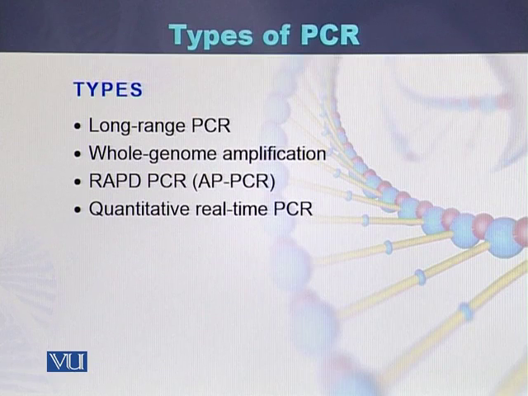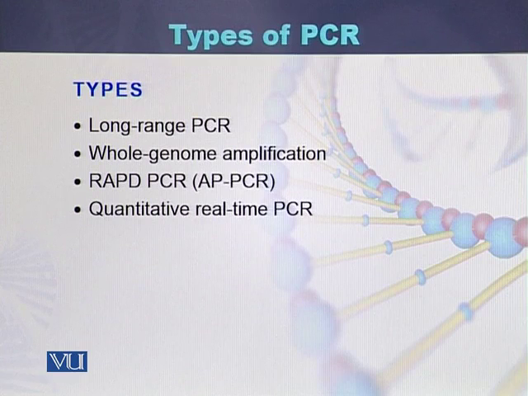Whole genome amplification is also a type of PCR in which we can amplify the whole genome. Rapid PCR is a random amplification of polymorphic DNA, which is also a technique to study different qualitative traits.